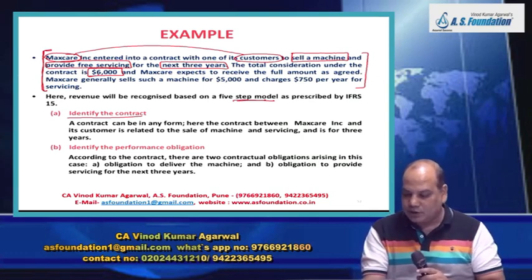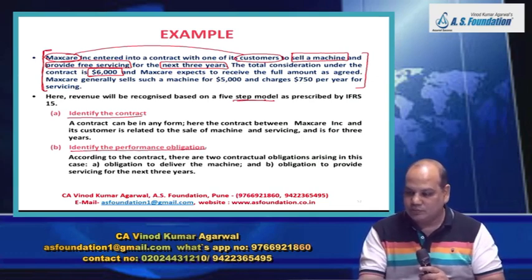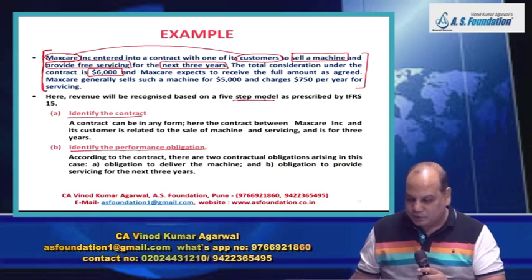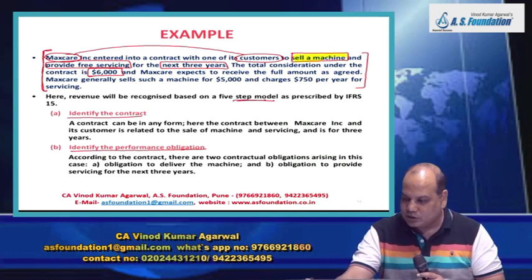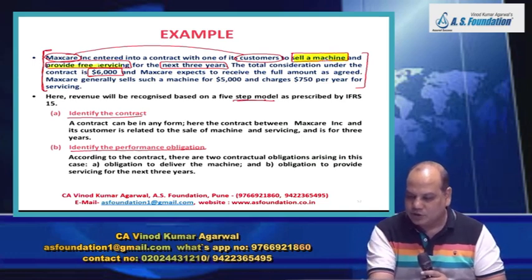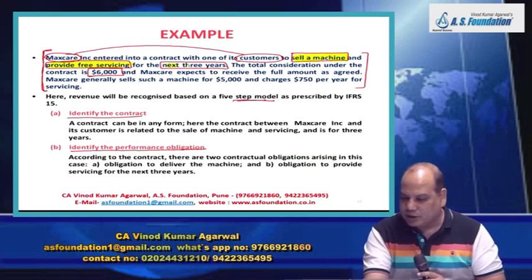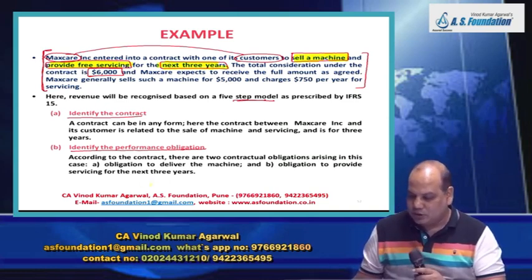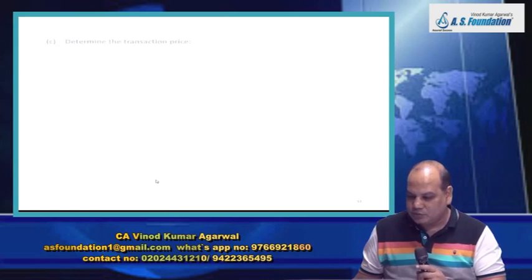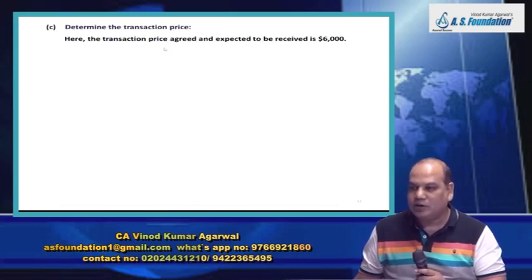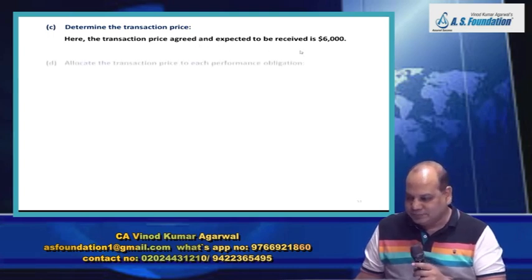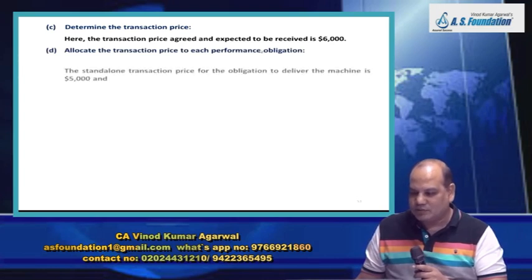Next is identify the performance obligation. So which are the 2 performance obligations here? The 2 performance obligations here are sale of machine and the obligation to provide free service for 3 years. Then determine the transaction price. The transaction price is agreed and expected to be received: $6,000.